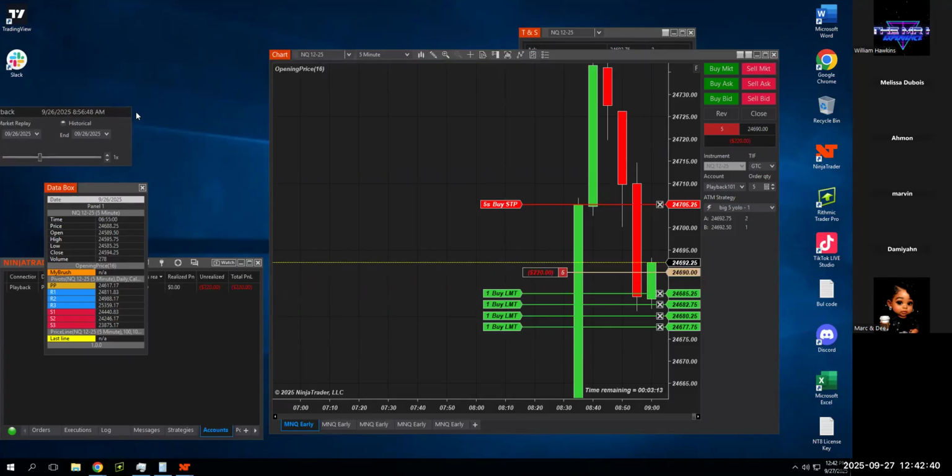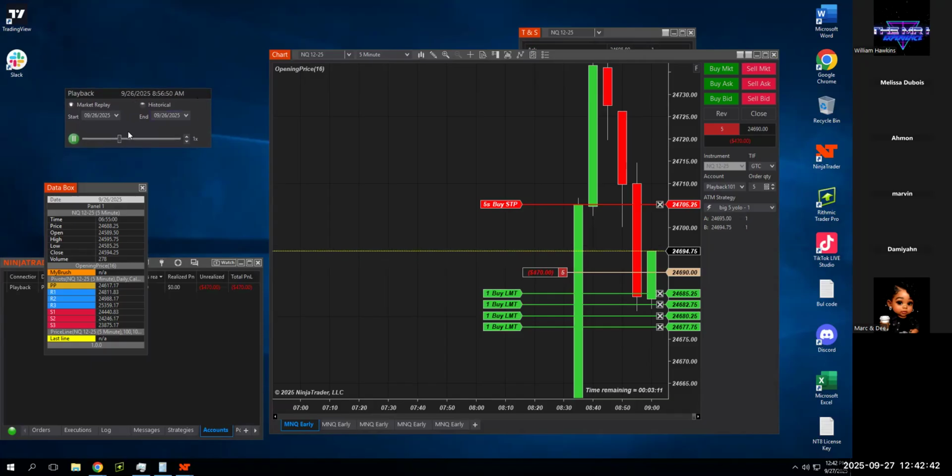So that's how, and of course it'd be in micros, not minis. I don't recommend doing 5 contracts in minis unless you have a nice size account. But just so you can see how it plays out. Oh, no, I was just speeding it up so you can see how it plays out.